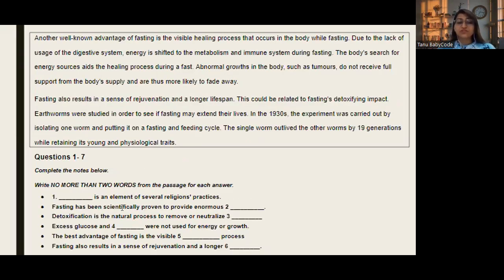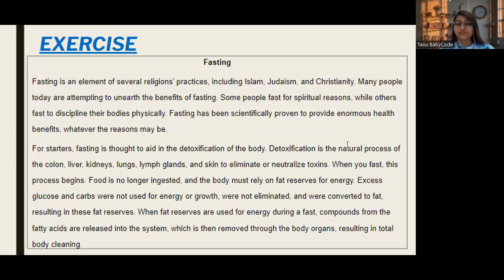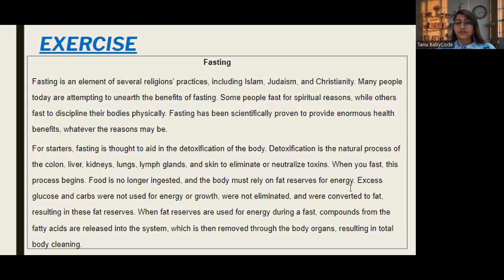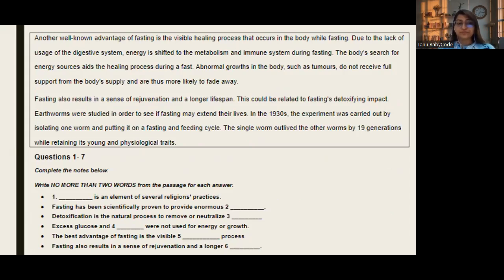Third says detoxification is the natural process to remove or neutralize dash. So I will look for detoxification. Here it is. Detoxification is the natural process to eliminate or neutralize toxins. So what they do is they neutralize toxins. Excess glucose and dash were not used for energy or growth. So excess glucose, here it is, excess glucose and carbs were not used for energy and growth. So carbs is the correct answer.